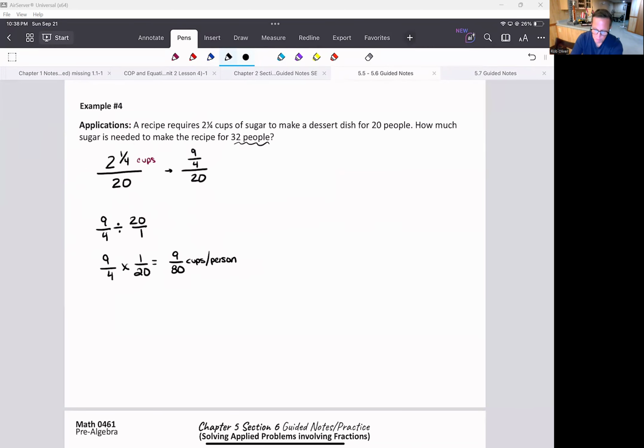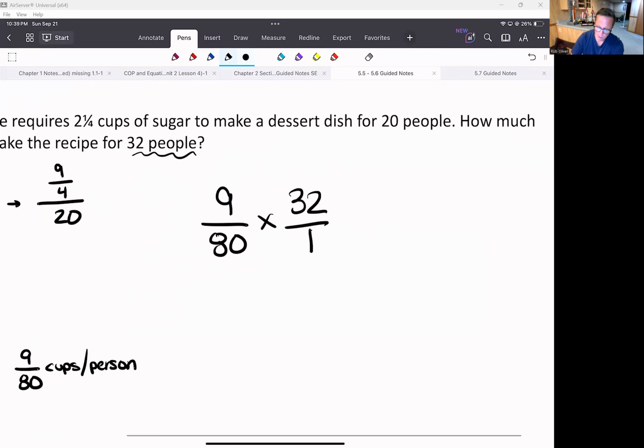Okay, so now we have to multiply that by 32. Sorry about that, wasting your time. So 9/80 times 32 over 1. Now this can cross cancel. So 32 and 80, those can be both divided by 4. Oh, they can be divided by 8. That's even better. We can divide by 8. So that becomes 10. And that becomes 4.